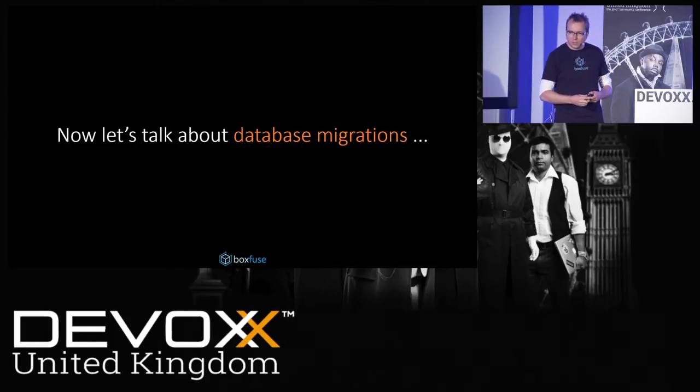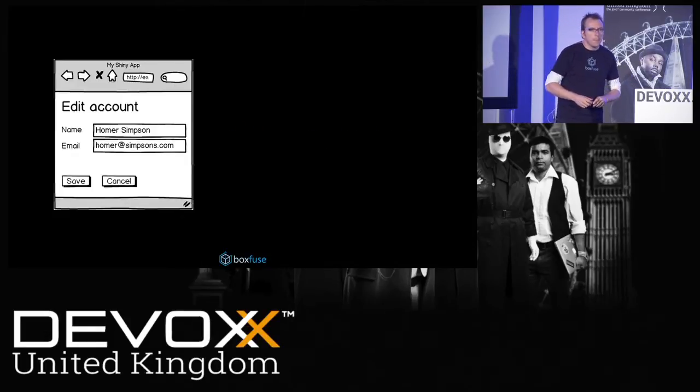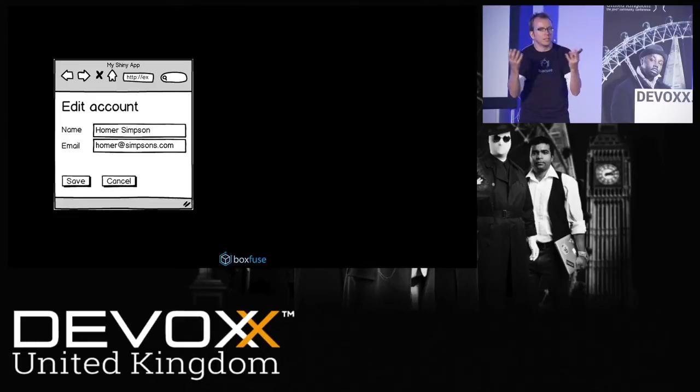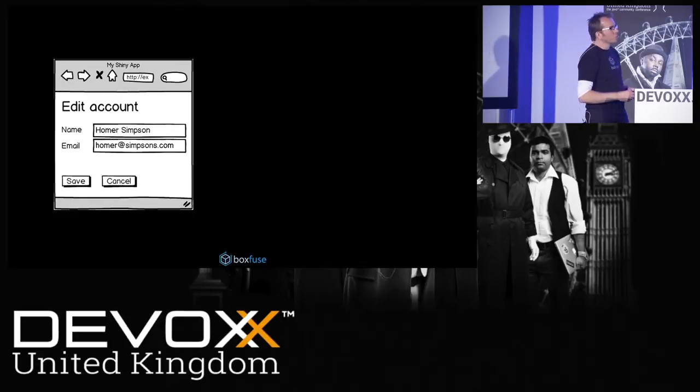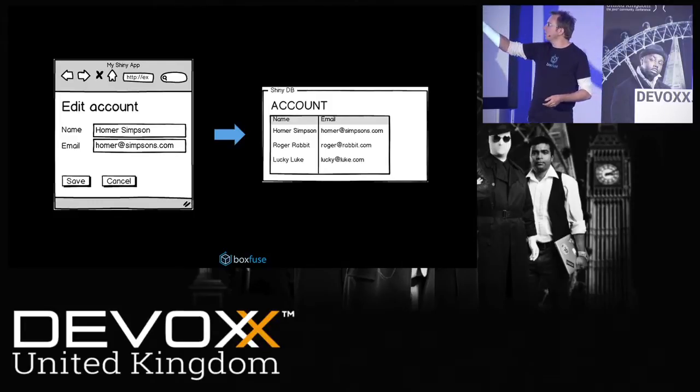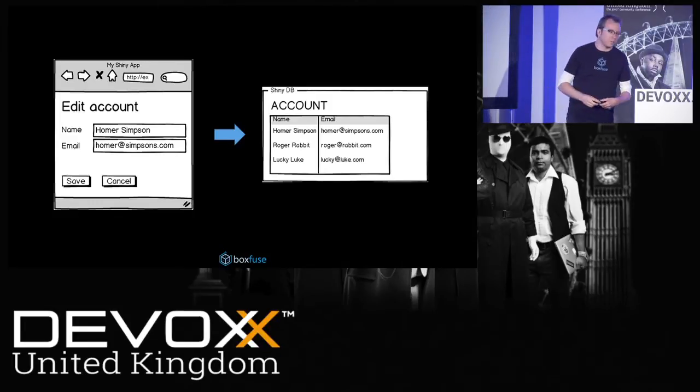Now, let's talk about database migrations. Our relational databases, of course, carry a certain structure that's been defined in advance, our schema, and that's then used to store a bunch of data. So in this case, we have a very simple screen where we enter a name and an email address, and that maps onto some kind of table where we've got 2 columns, for the name and for the email address, all nice and well.